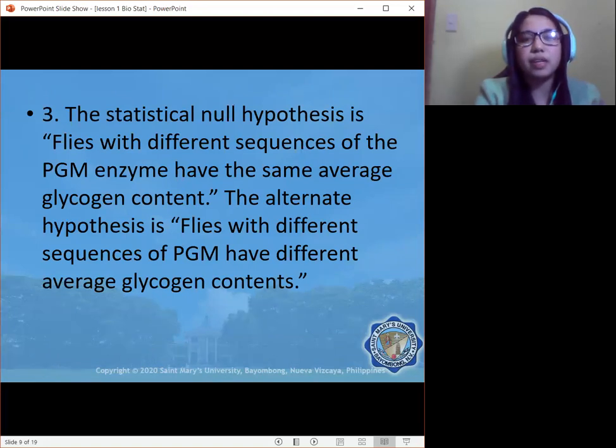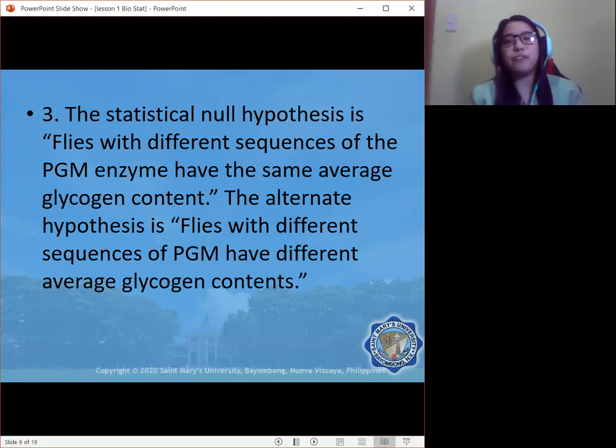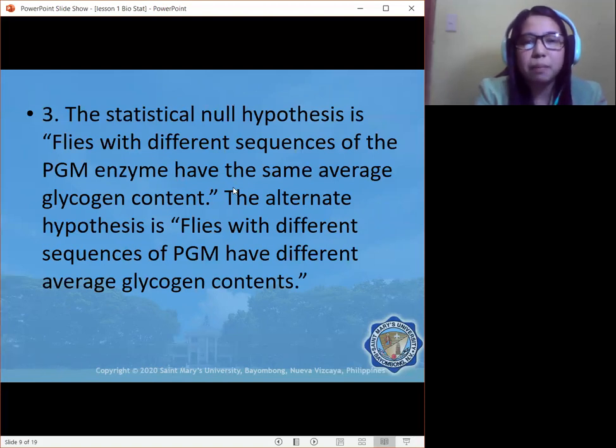If you notice, for the null hypothesis, we emphasize that there is no effect, while the alternative is, of course, the opposite of the null hypothesis. Also, if you observe the biological hypothesis in general compared with the statistical hypothesis, the statistical hypothesis has quantities or numbers, just like here, where we made mention of the same average glycogen content.